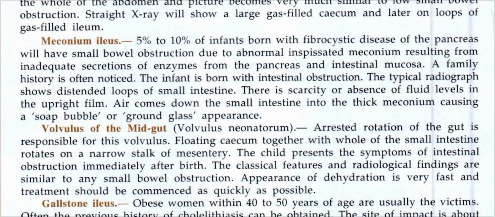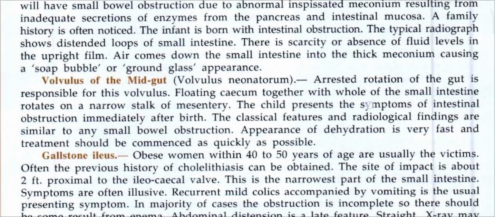Meconium ileus. 5% to 10% of infants born with fibrocystic disease of the pancreas will have small bowel obstruction due to abnormal inspissated meconium, resulting from the inadequate secretion of enzymes from the pancreas and intestinal mucosa. Family history is often noticed. The infant is born with intestinal obstruction. The typical radiograph shows distended loops of small intestine. There is scarcity or absence of fluid levels in the upright film. Air comes down the small intestine into the thick meconium, causing a soap bubble or ground glass appearance.